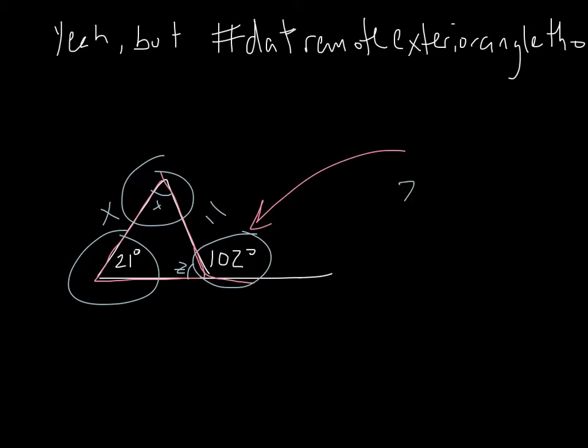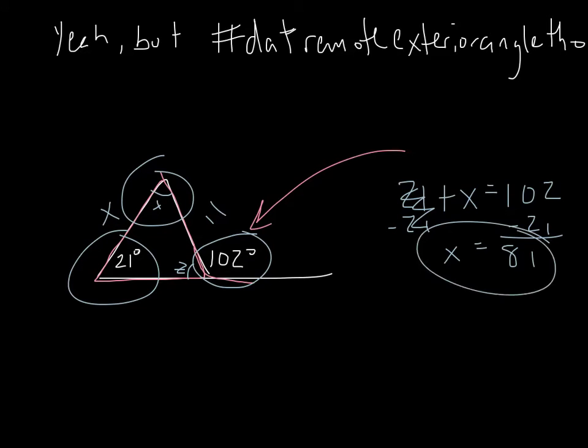Okay, so I could just do 21 plus x equals 102, and then solve it. Subtract 21 from both sides. It cancels out right there, and then that would be 81. Okay, and so then you get the answer right there. That would be the answer, and you'd find 81. Now, another way you could find that angle measure is to go this route.